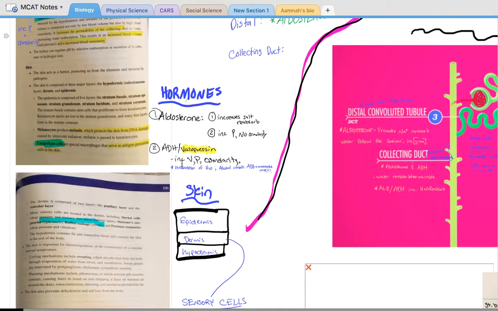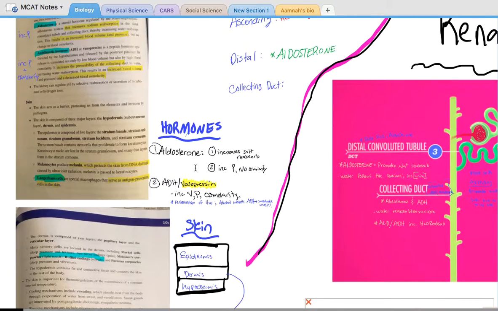The Langerhans cells will serve as antigen presenting cells in the skin for the immune system.